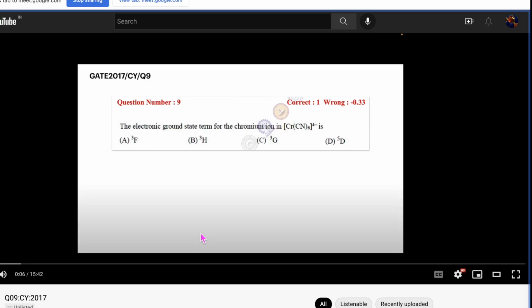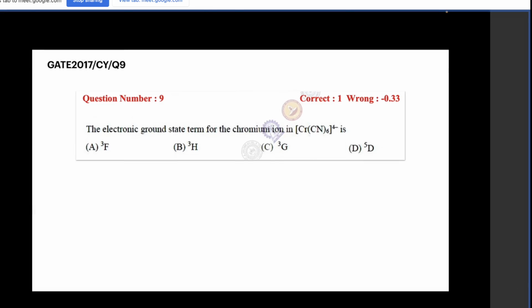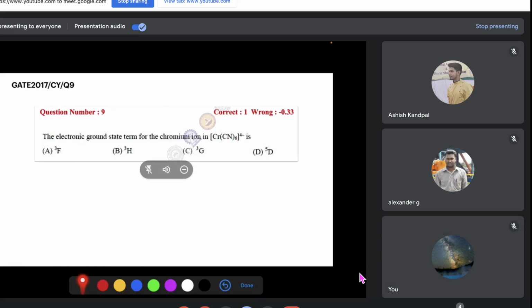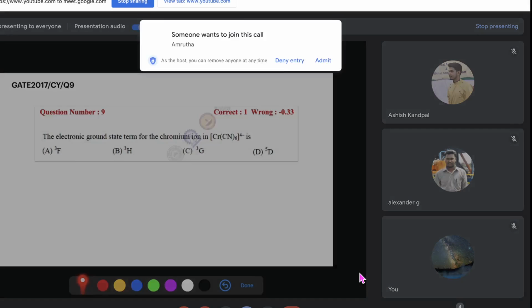Hello everyone. In this video, I will be solving GATE 2017 Chemistry question number 9. This question states that the electronic ground state term for the chromium ion in the given complex is. So we need to find the ground state term symbol for the chromium ion. Before that, we should go through some basic concepts.